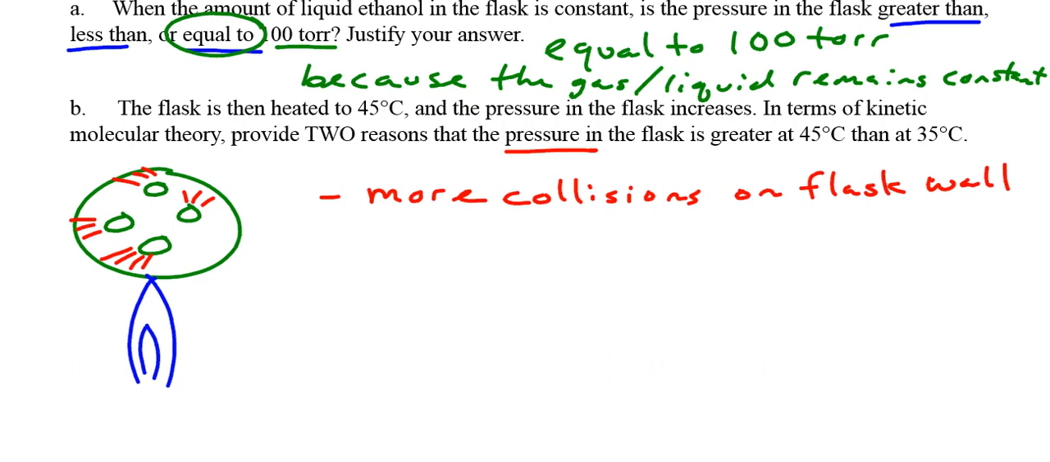This is going to be ridiculous when we break this down. What else happens on the flask wall? If you speed them up, what about the collisions? They're going to be maybe more forceful. So greater collision force on the wall. So those would be your 2 answers already.